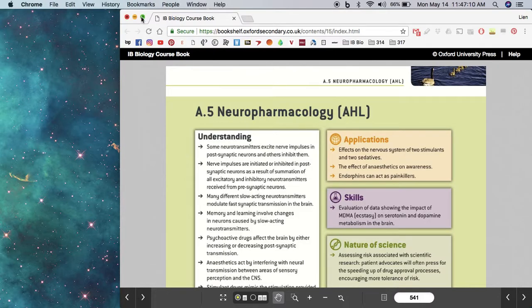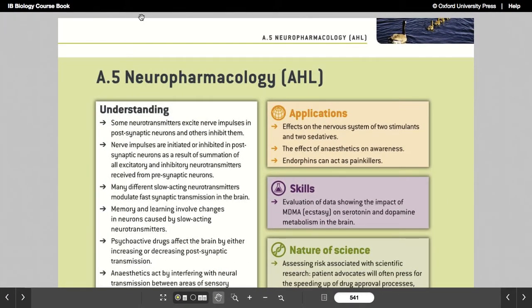Okay guys, let's do this second half. We're going to start with A5, and then we'll do A4, which is like learning and innate behavior, and then A6, which is animal behaviors. Okay, but you already knew that because you've already been studying this ahead of time.